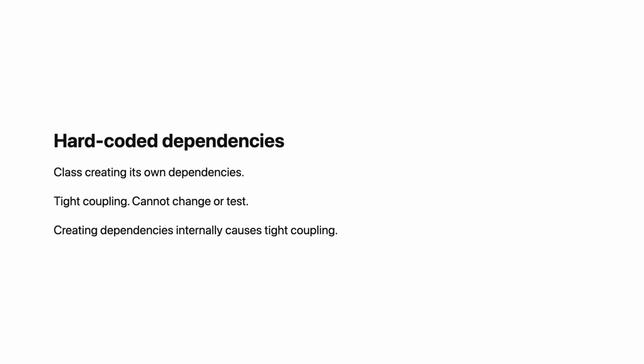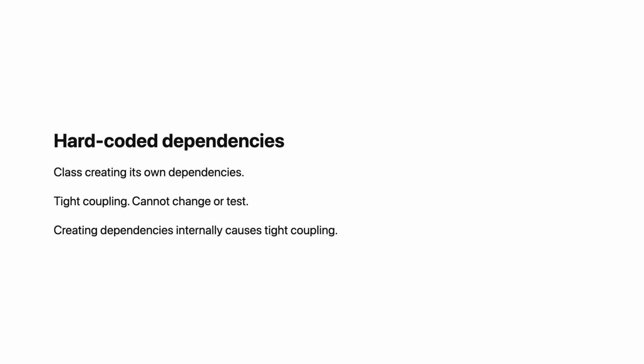What if you want a different repository? What if you want to test with a fake? You cannot. The view model controls the dependencies. This makes code rigid. Changes ripple through. Testing requires real implementations. With DI, dependencies are provided from outside.